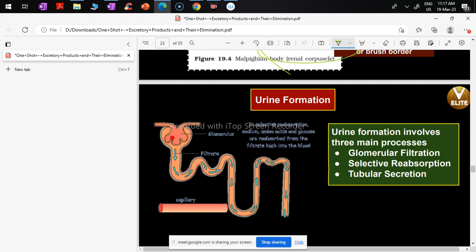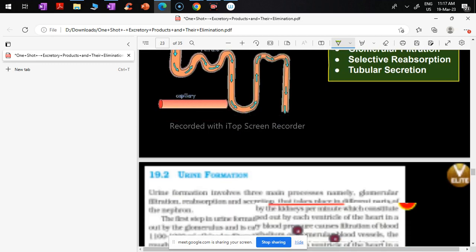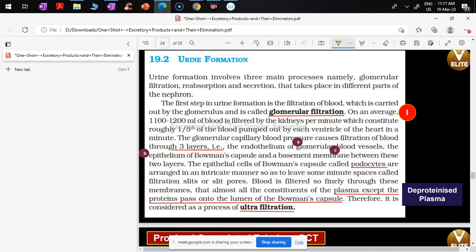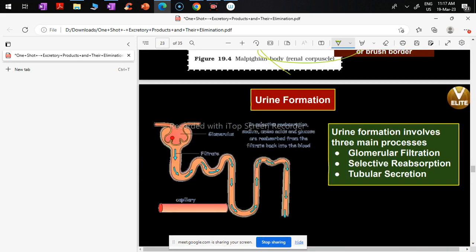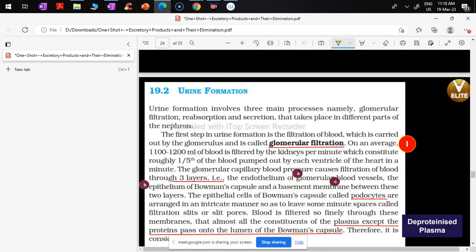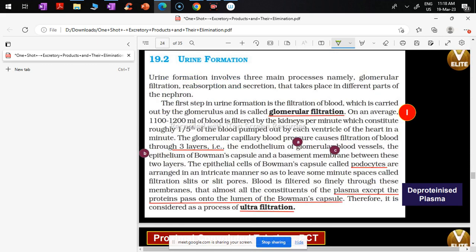Now let's discuss urine formation. Urine formation involves three main processes. What are the three main processes? Glomerular filtration, then selective resorption and tubular secretion. So these are the three main steps in urine formation. Glomerular filtration is the same as ultrafiltration.